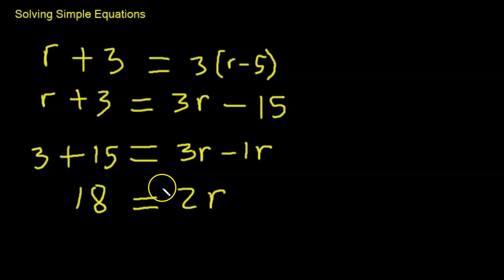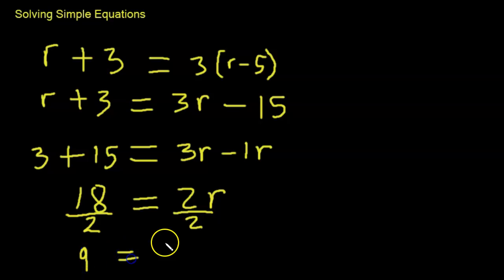Now, remember the aim of the game here? You want R by itself, so you need to remove this 2. And how can we do that? Yes, divide both sides by 2. But remember, that has to be both sides. 18 divided by 2, that's 9. 2 into itself gives us 1, so it's 1R, or just R. So the value of R is equal to 9.